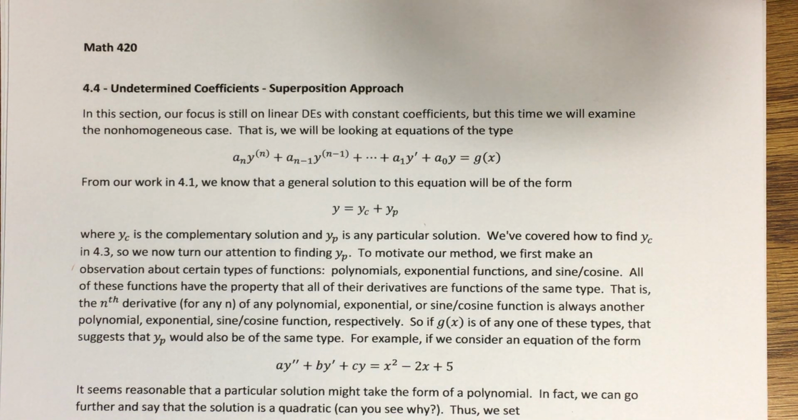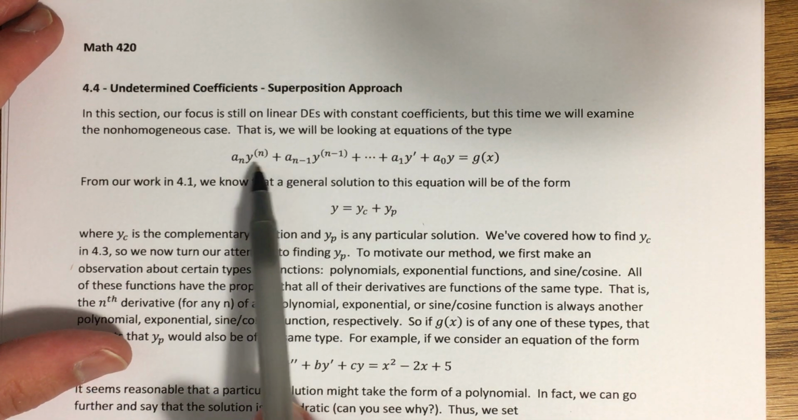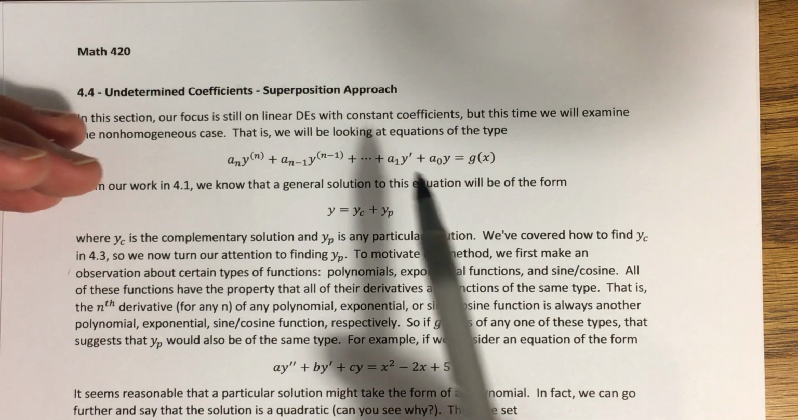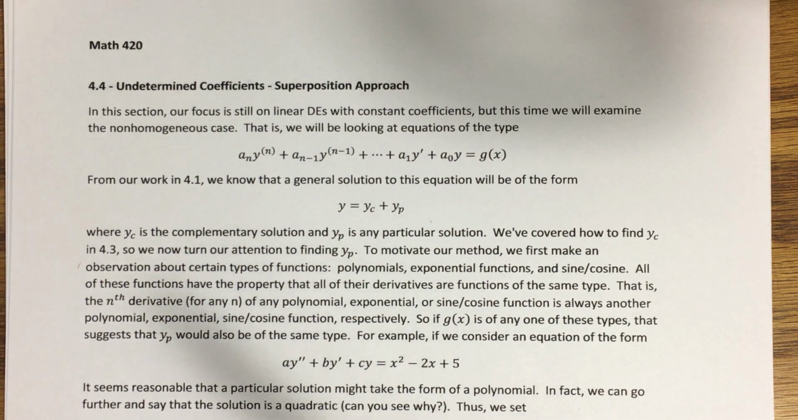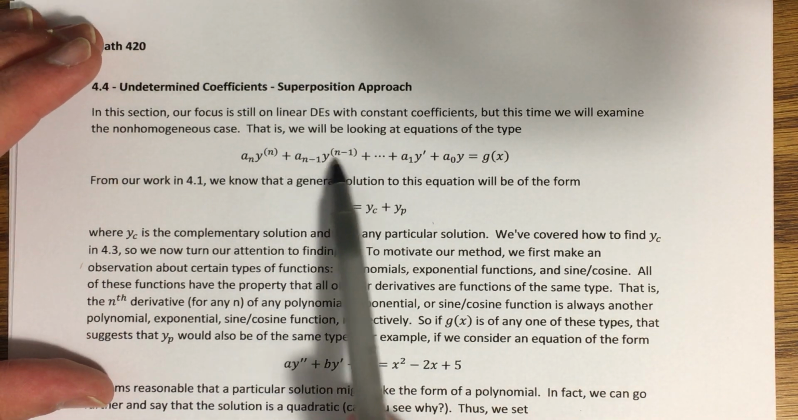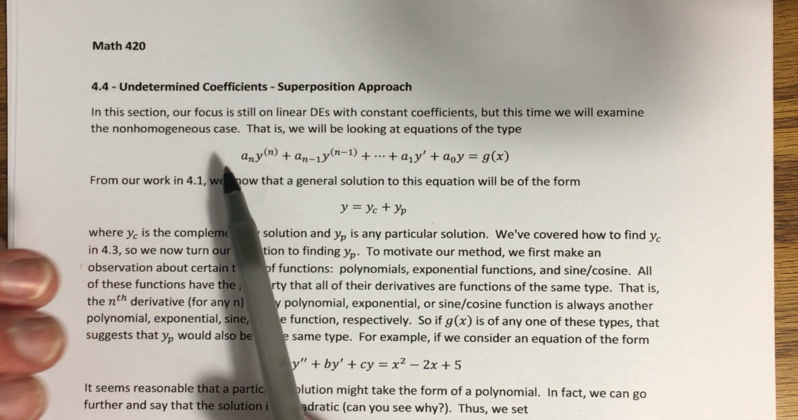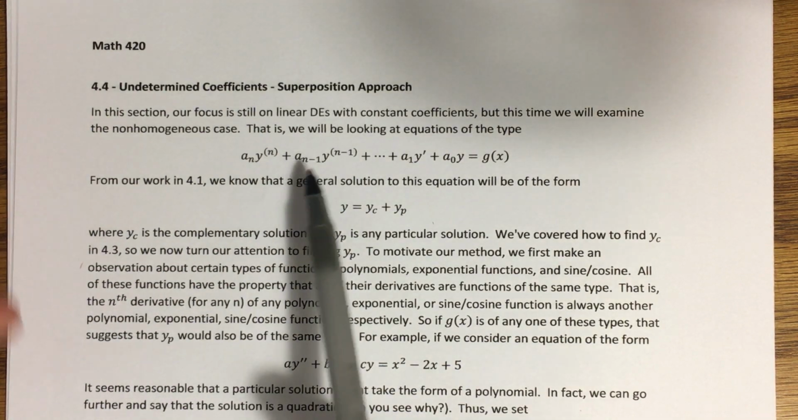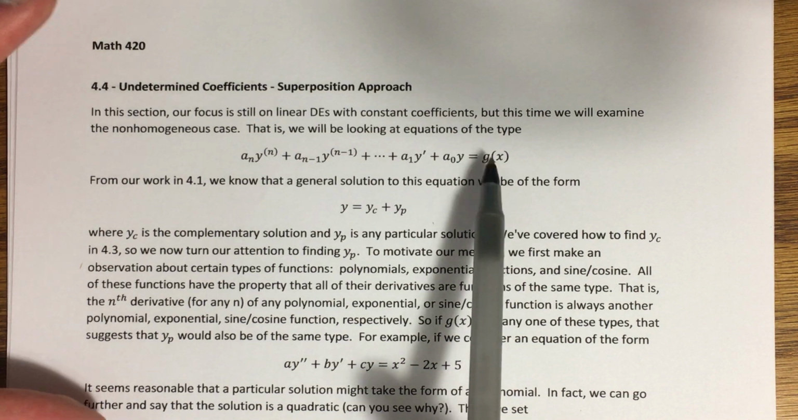So to set the stage for the kind of equations we're looking at here, we are still dealing with linear nth order DEs. Most of the ones we look at will be second order, but there's higher order than that we will look at a little bit later. And we're still assuming they have all constant coefficients, just like we did in 4.3. In fact, the only difference between the equations that we look at in this section and the ones that we looked at in 4.3 is that these are non-homogeneous. So they're not equal to 0. They're equal to some other function, g of x.